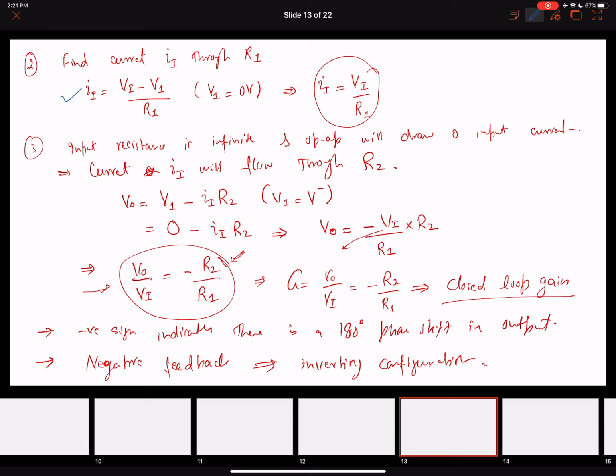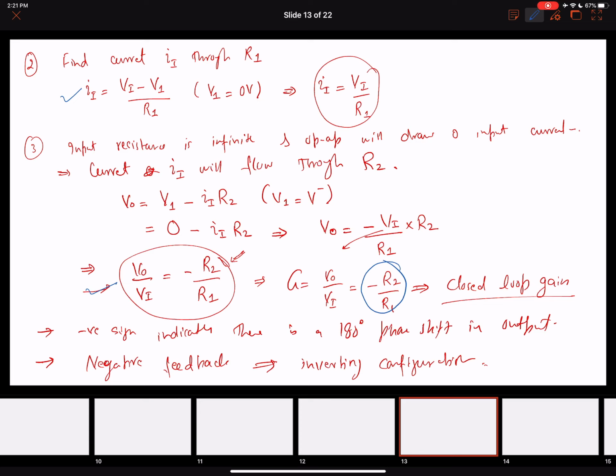And we applied Kirchhoff's law at the output terminal V0 to find this closed loop gain, which is minus R2 over R1. We can select different values of R2 and R1 to design our amplifier and to achieve a desired gain. The negative sign again indicates a 180-degree phase shift at the output. Alright, so this is the basic derivation of a closed loop gain.